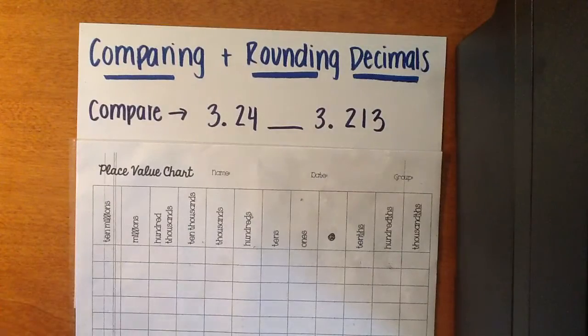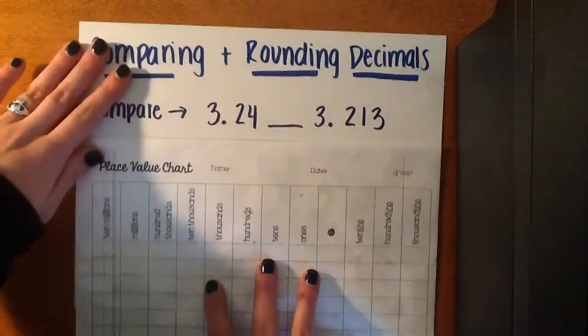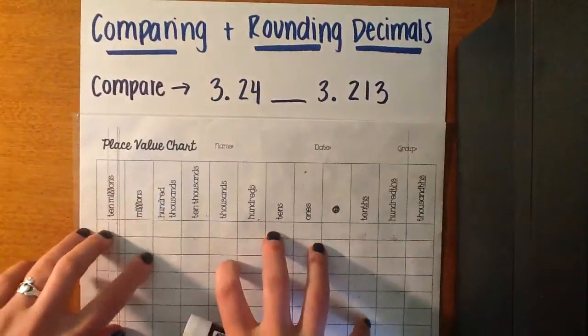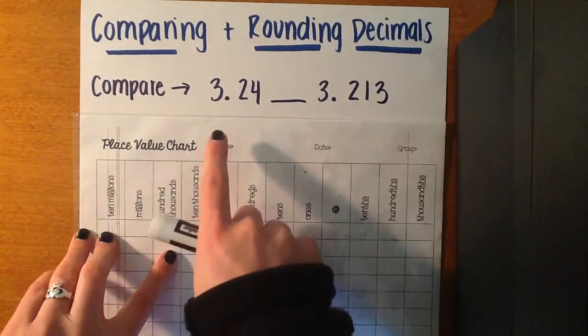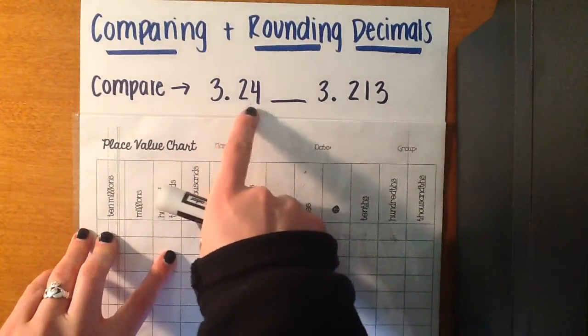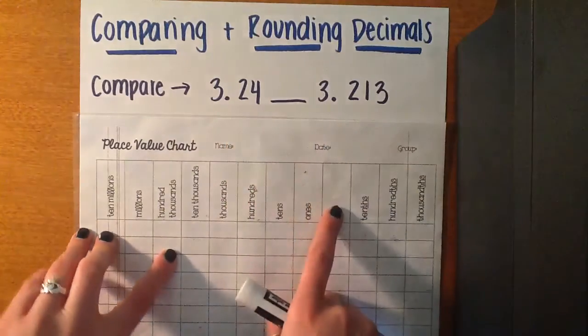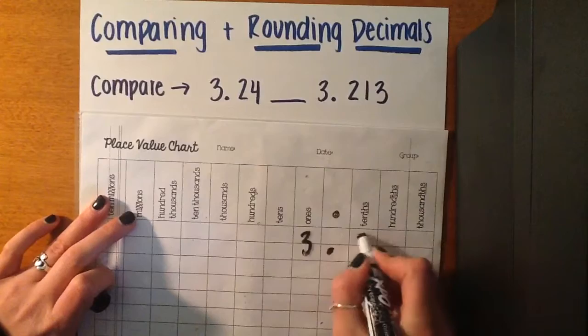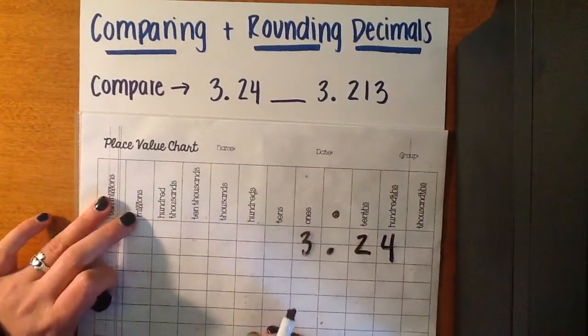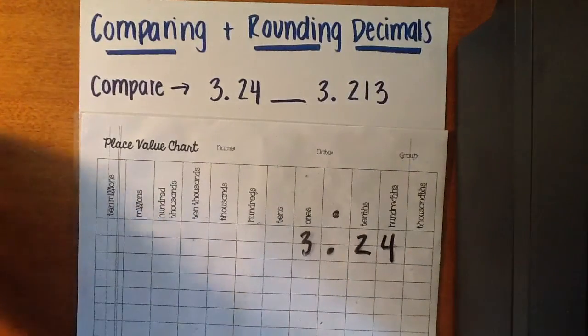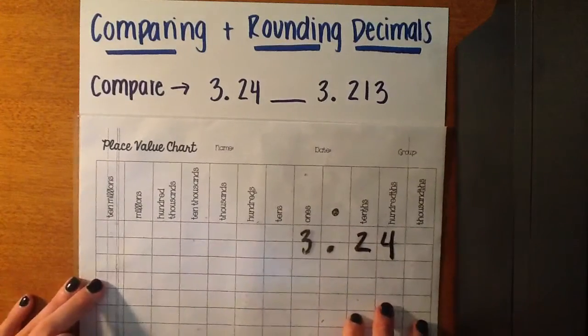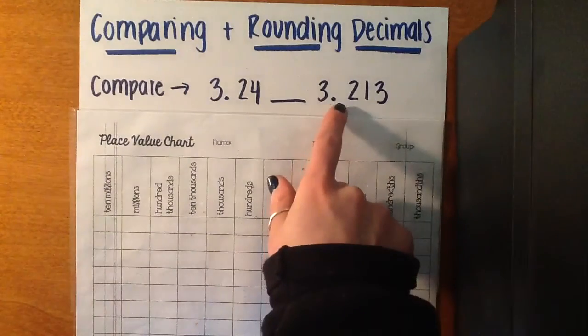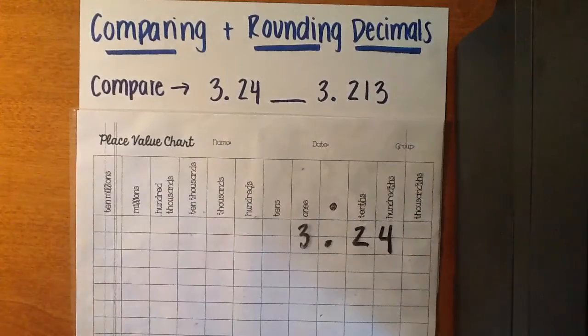I always like to use my place value chart to help me with comparing. I'm going to write 3 and 24 hundredths in my chart. So, 3 and 24 hundredths. And I'm also going to write in a different color 3 and 213 thousandths.